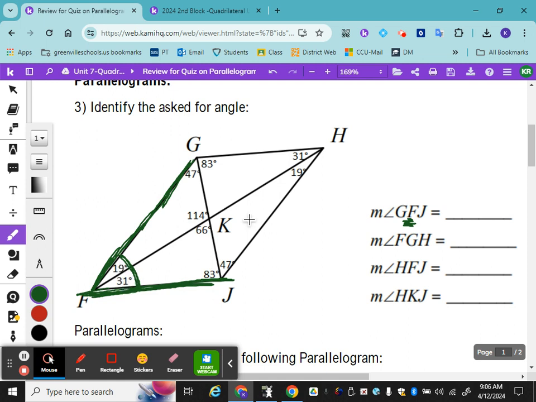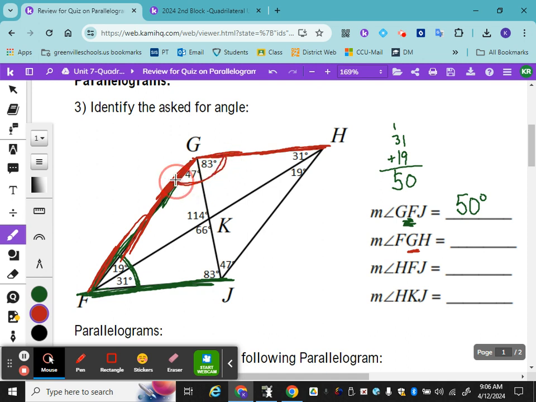19 plus 31 is 50 degrees. If it's asking for an angle, it'll have a degree sign. FGH. From F to G to H. Connect those two lines closest to G. 47 plus 83, 130.